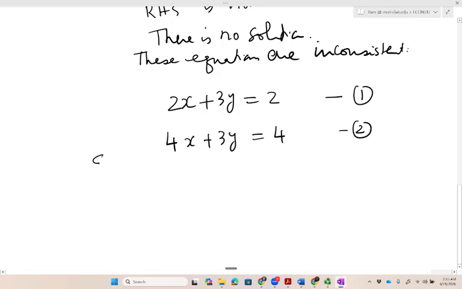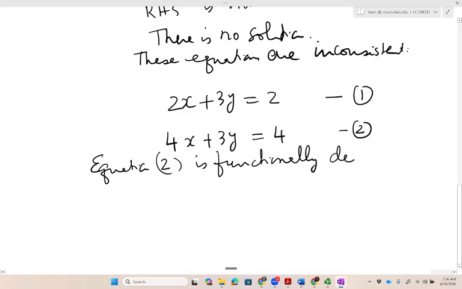We will say equation 2 is functionally dependent on equation 1. And I explained precisely in what sense. Second equation is twice the first equation, and again we will not have a unique solution.